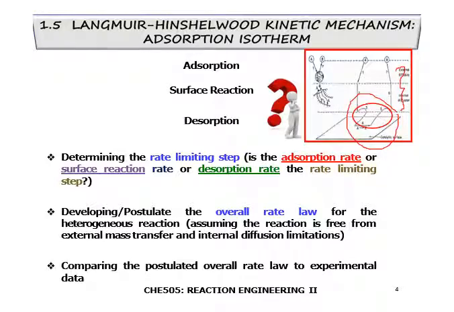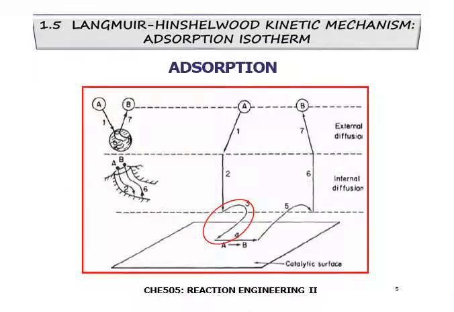So bila kita dah identify which one is which, kita nak postulate pula the overall rate law. Dan daripada overall rate law nantilah scientists agaknya akan compare with the experimental data. Okay, jadi kita fokus dekat area ni. Then for the start, we look at the adsorption first. So adsorption happens at step number 3 here. Okay.